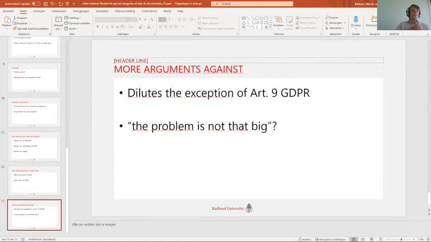And a second argument, which is probably not that convincing, but it's still an argument, is that the problem is not that big. So fighting discrimination, is it really that important that we should collect all this sensitive data? We looked for examples in Europe of discrimination, and we could find more US examples in practice, at least in the scientific literature, than European examples.